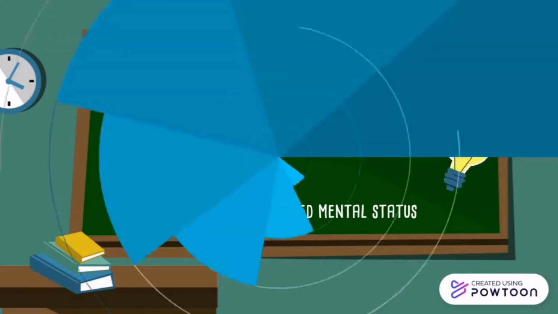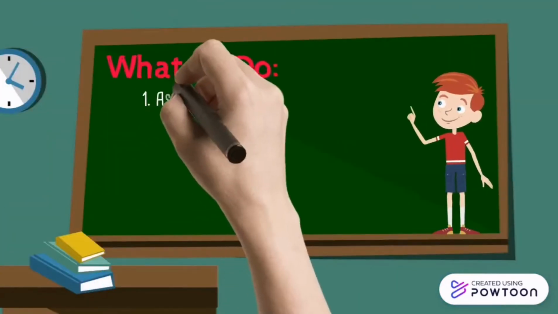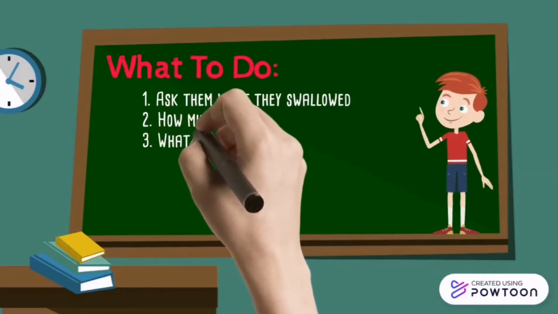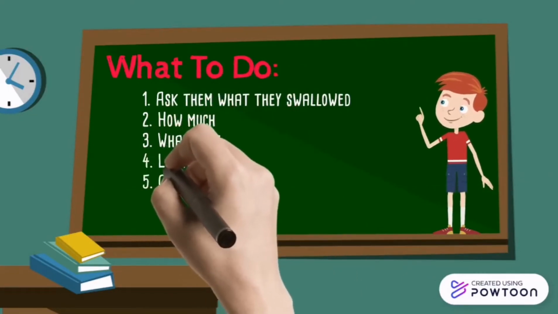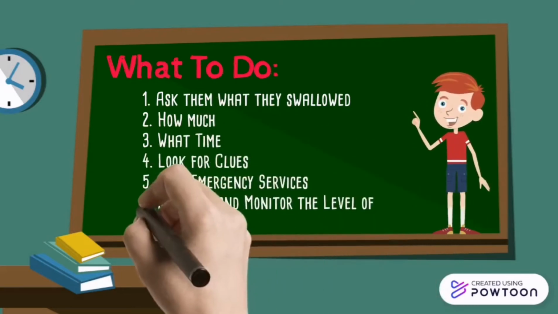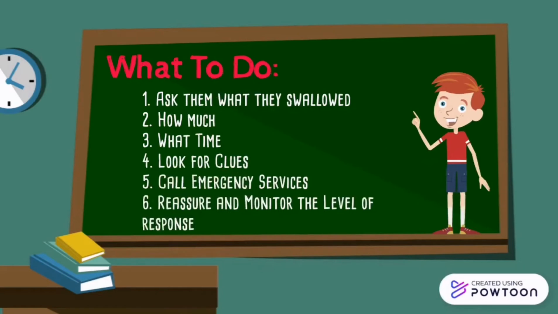altered mental status. What you need to do is ask them what they swallowed, how much, what time, look for clues, call emergency services or the ambulance, and lastly, reassure them and monitor the level of response.